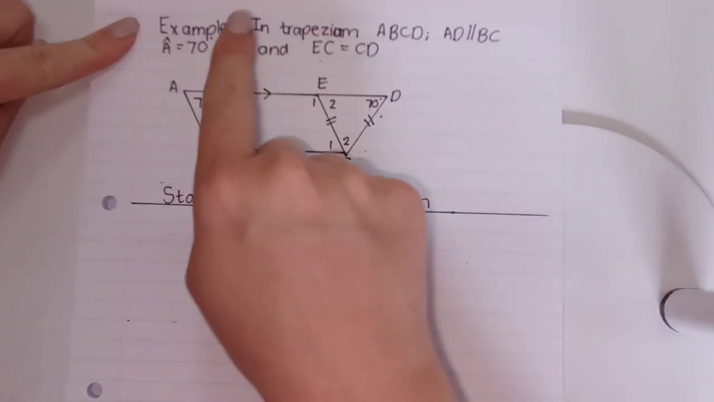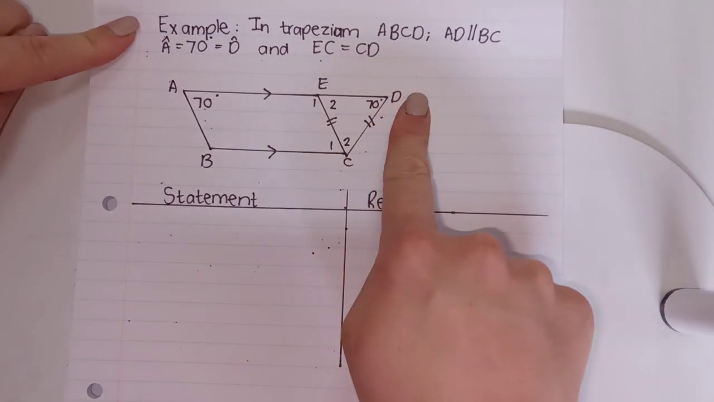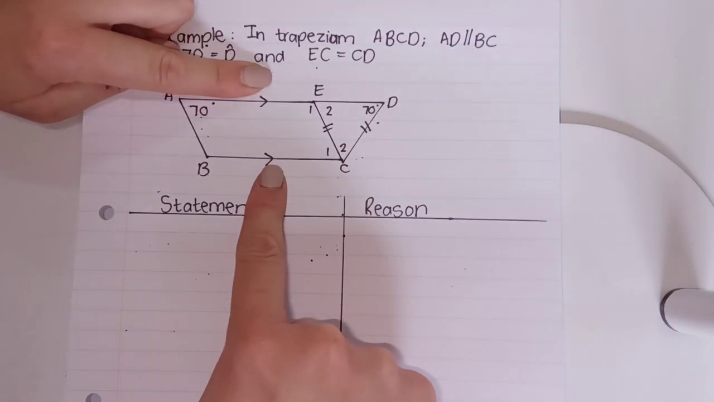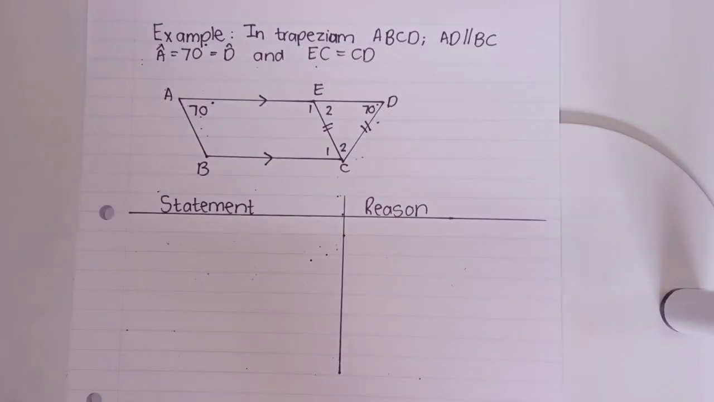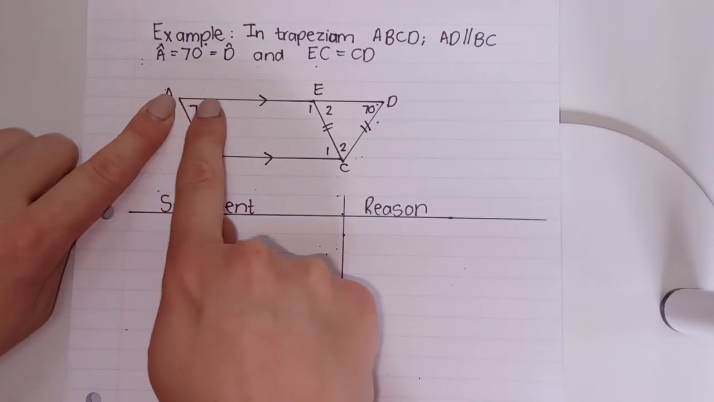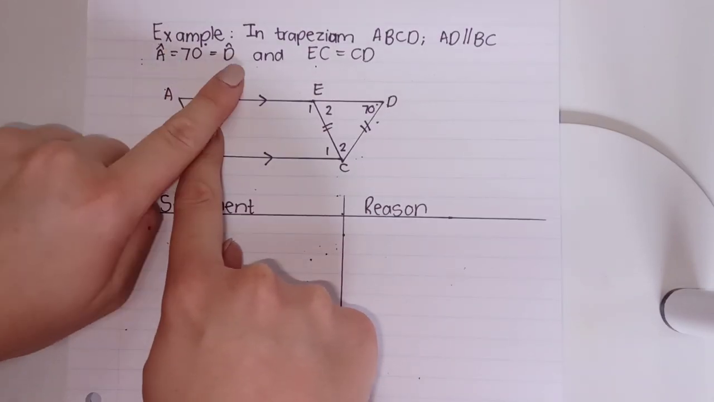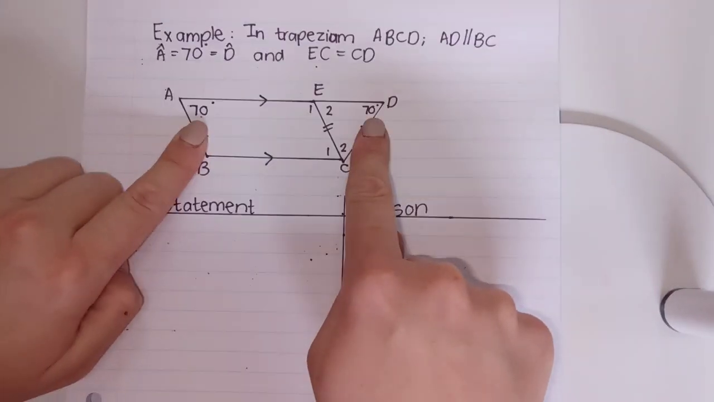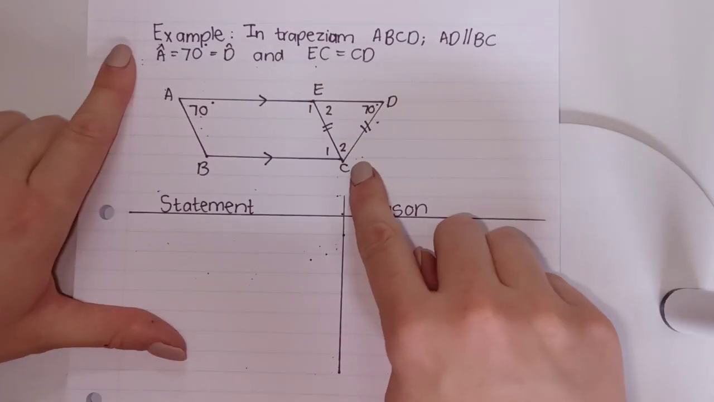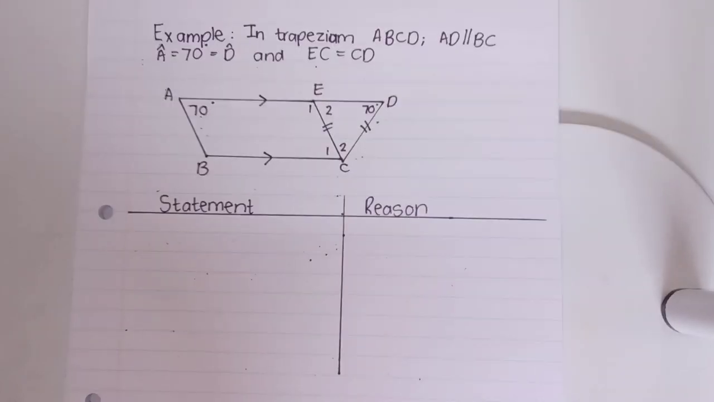You have this example. It says, in trapezium ABCD. So ABCD is a trapezium. What do I know about a trapezium? One set of sides are parallel. That's all I know. It says AD is parallel to BC. So in other words, that line and that line are parallel. Angle A is 70, which also equals angle D. So angle A and angle D are equal. And EC is equal to CD. So those two lines are equal. What do we have to do?